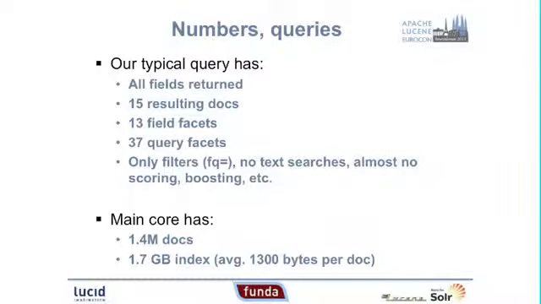So our typical query returns all of the fields. Now those are a lot of fields, but most of them are empty. They're quite sparse, but each object will have about 40 fields filled at the least. So we just return all fields. In one query, we return 15 documents. We have 13 field facets and 37 query facets every time.